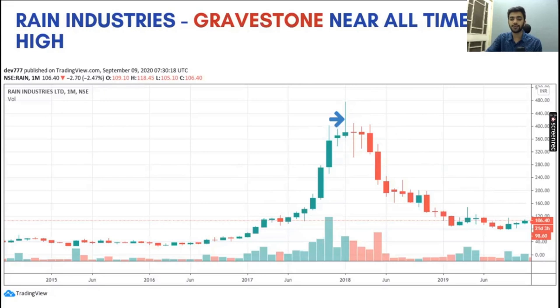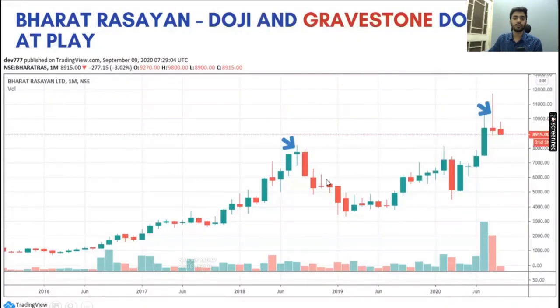I have more examples for you. Look at this. This is an example of Bharat Rasayan. If you look closely again, you'll find doji and gravestone doji both working here. This was again a good trend. Then we saw a doji here. It has a little body, which is okay. Not exactly a doji, but it tells you that now there is an equilibrium between buyers and sellers, and that's why you're seeing those big wicks on both sides and the price opening and closing in the middle part, and the range of that is very small.